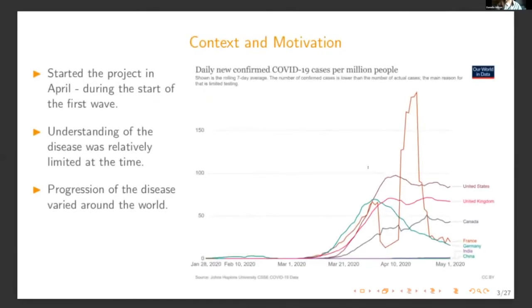So a little bit of context and motivation. We started the project in April during the swing of the first wave. And although understanding of the disease, COVID-19, was relatively limited at the time, what was very obvious was that there was heterogeneity in the progression of COVID-19 in terms of its severity and pace.